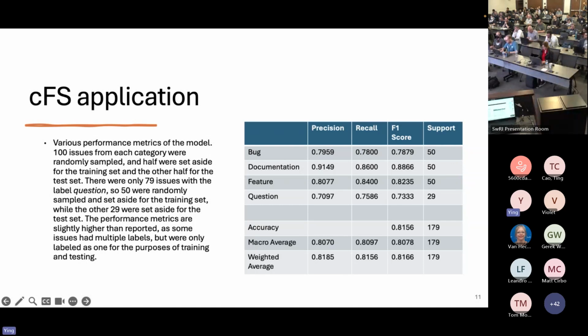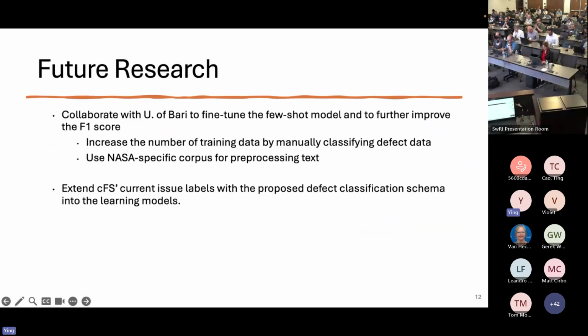But 80% overall accuracy is probably not good enough. We don't want to miscategorize, for example, an actual defect as a question or documentation and miss those defects, right? So there are a few ways to improve that. We're continuing to collaborate with Dr. Filippo and fine-tuning these models.